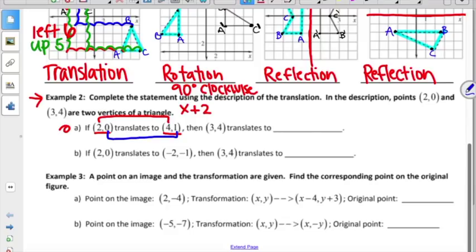So now we're going to use that rule and we're going to apply it to our (3, 4) ordered pair. So to our x, we're going to add 2. So 3 plus 2 is 5. And to our y, we're going to add 1. 4 plus 1 is 5. So (3, 4) would translate to (5, 5) using that rule.